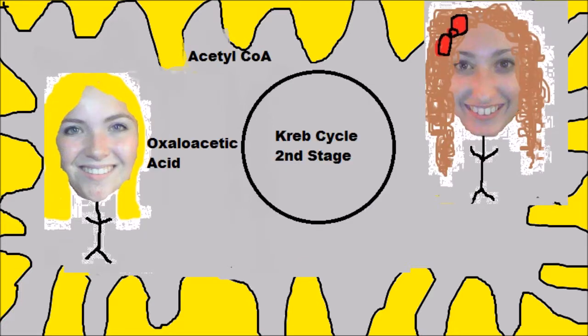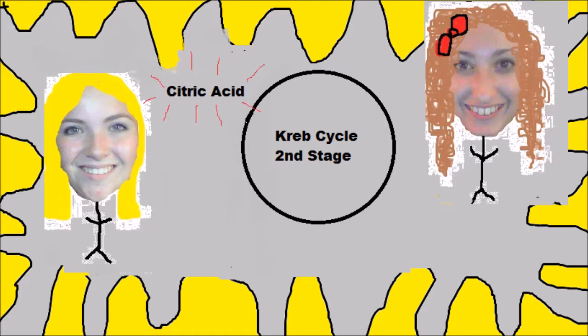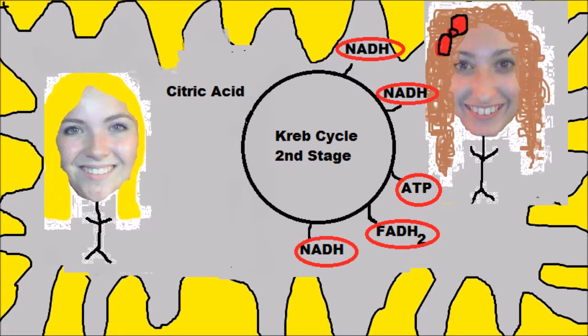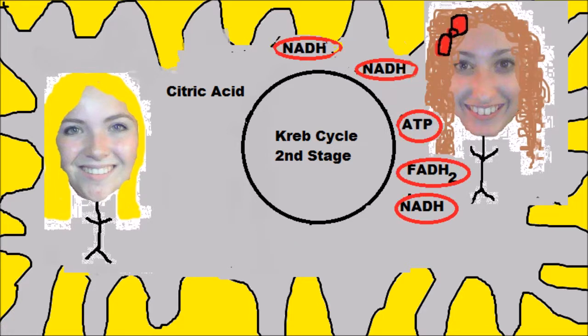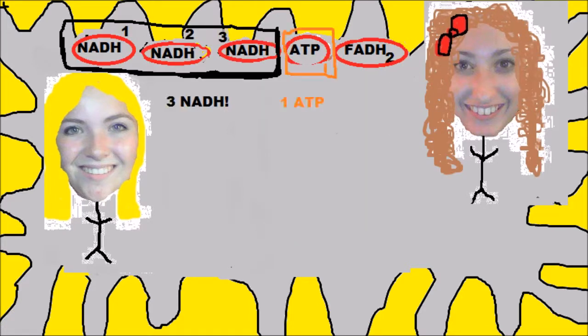Hey Bryn, I get it! Really? Can you explain it to me? Sure, here are the main points you should know. It occurs in the matrix of the mitochondria and is the second stage of cellular respiration. It begins with the merging of acetyl-CoA and oxaloacetic acid to make citric acid. NADH, NADH, FADH2, ATP, and NADH are produced. There are 3 NADH, 1 ATP, and 1 FADH2.